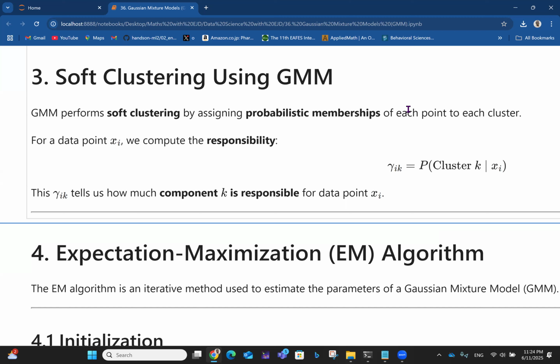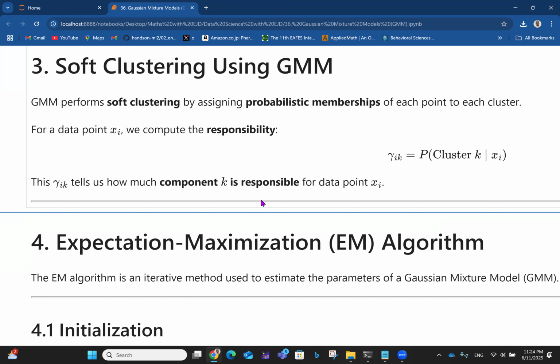That is what clustering is about. So for a data point xi, we compute the responsibility. We have responsibility gamma sub ik equals p, the probability of a particular cluster k, given that you have a data point xi. Gamma sub ik tells us how much component k is responsible for data point xi.